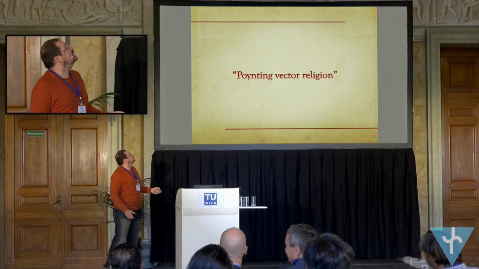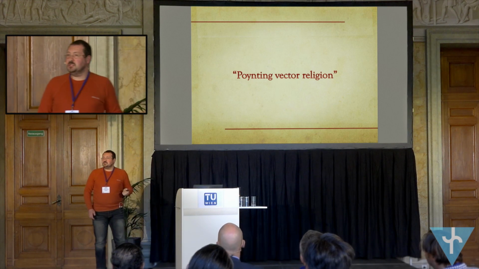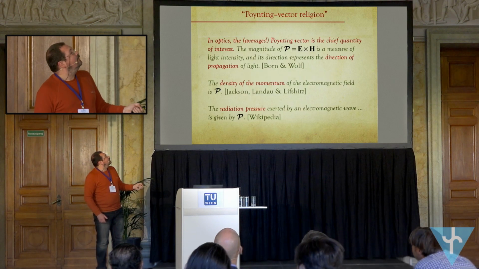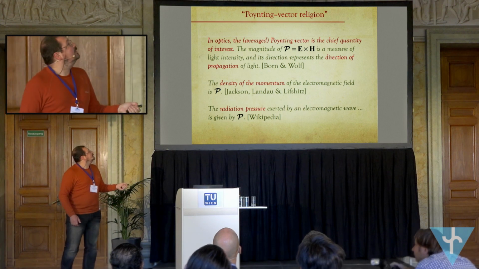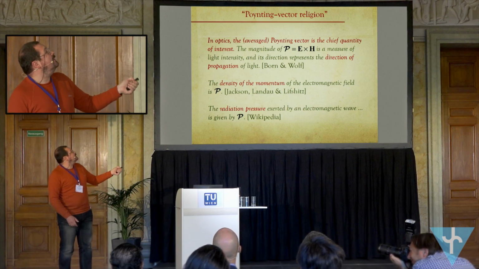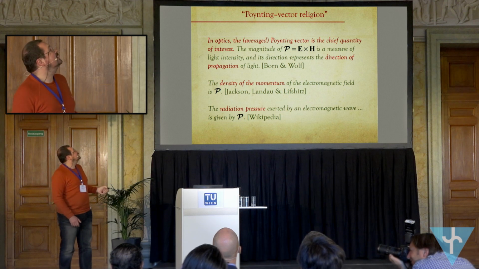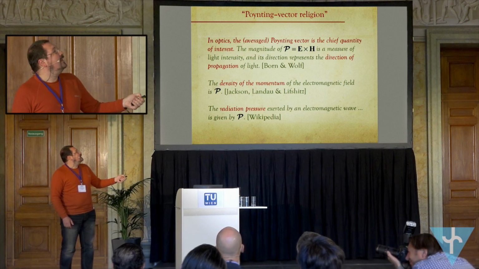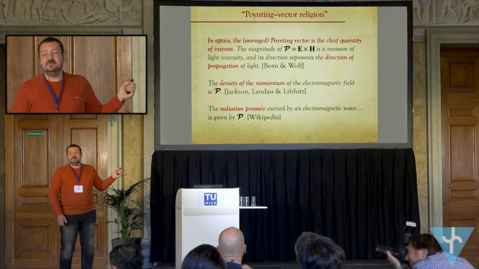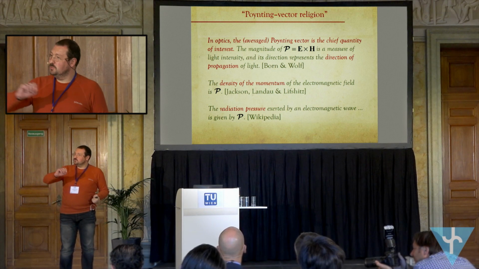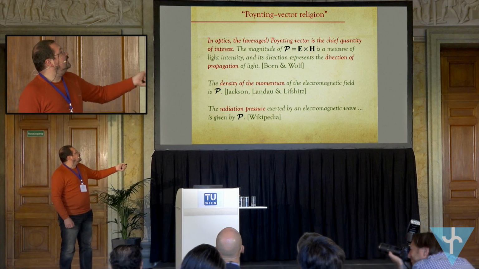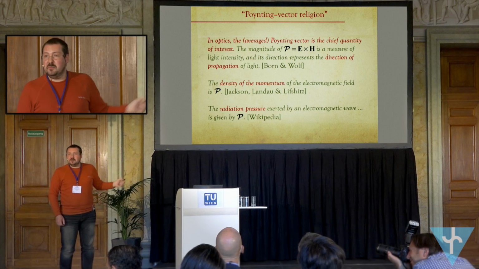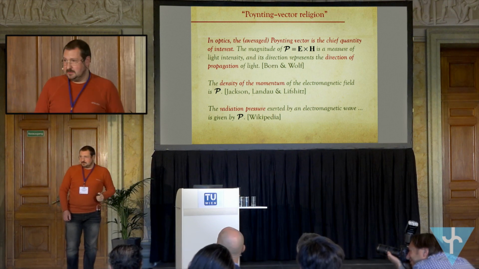Okay, I'll skip some references. And I'll start from the most traditional approach to optics, which I call the Poynting vector religion. If we open Born and Wolf, we can read that in optics, the averaged Poynting vector is the chief quantity of interest. The magnitude of the Poynting vector is a measure of light intensity, and its direction represents the direction of propagation of light. This is a very important statement. So we believe that photons move along the Poynting vector. And in Jackson or Landau-Lifshitz textbooks, we can read that the Poynting vector is associated with the density of the momentum of light. This is another important statement.